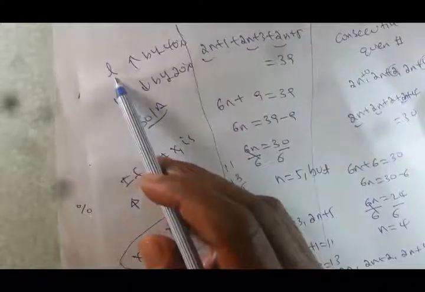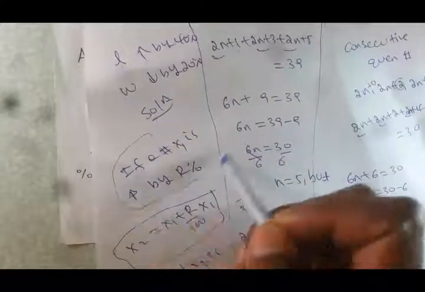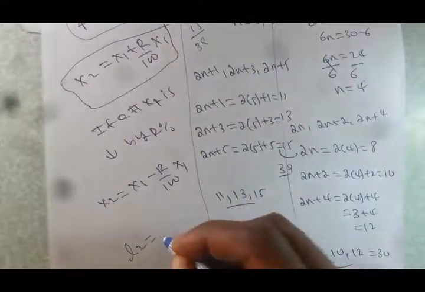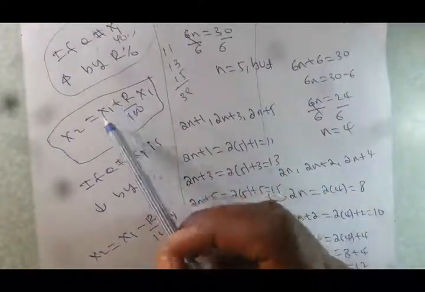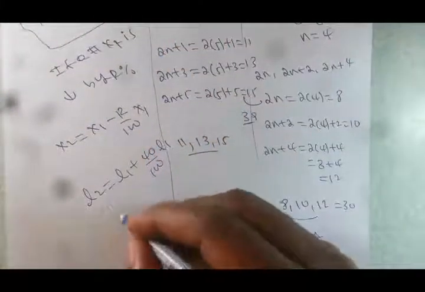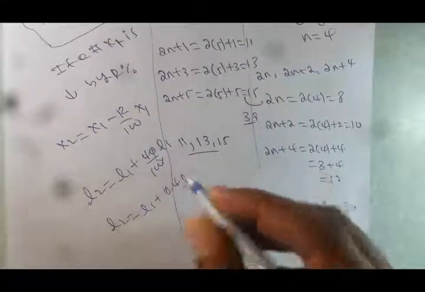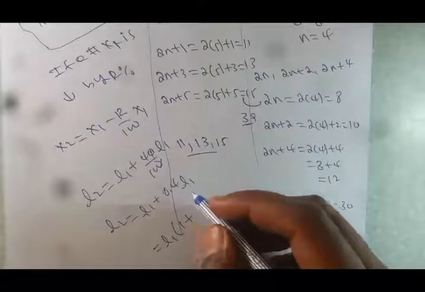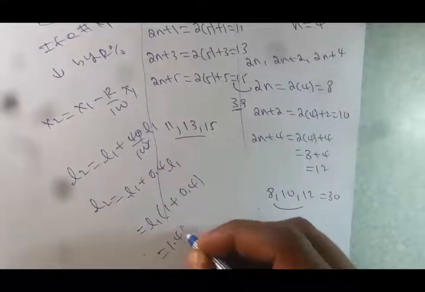In our case, the length was increased by 14%, therefore it uses this property. A number L1 was increased by 14%. Therefore L2 equals L1 plus 14 over 100 of L1 from this property. Therefore L2 equals L1 plus 0.14 L1. When we take L1 common, L1 divided by L1, 1 will be left, and 0.14 L1 divided by L1, 0.14 will be left. This equals 1.14 L1.